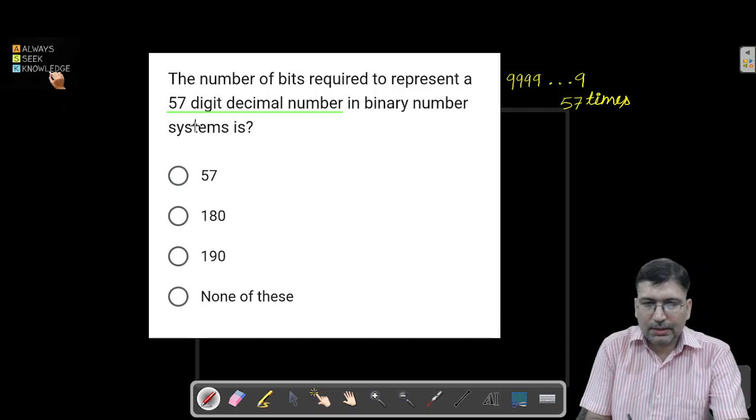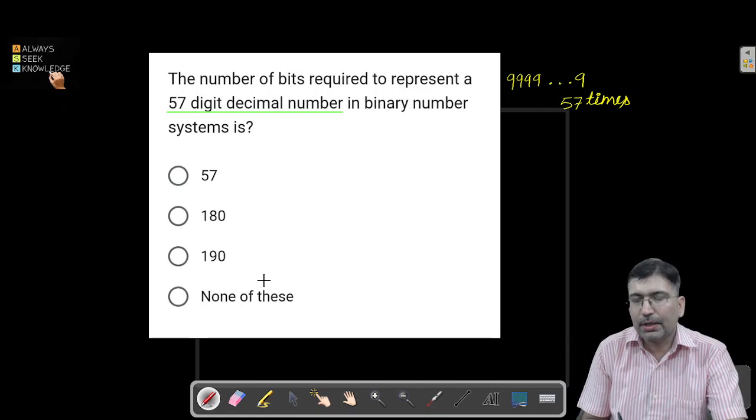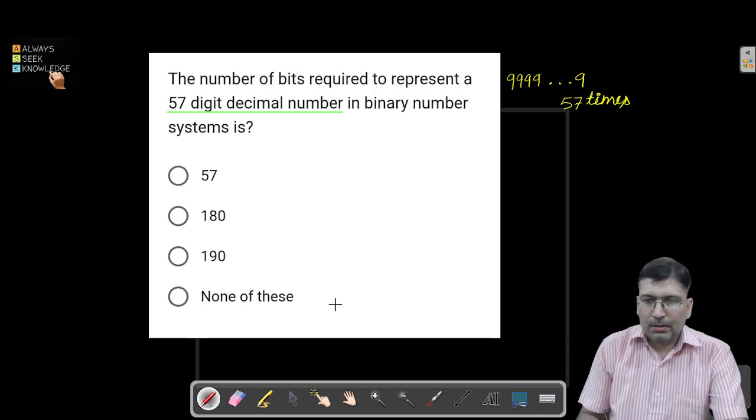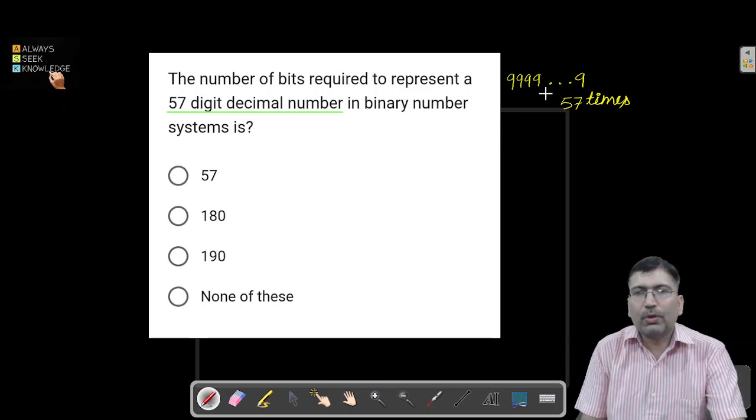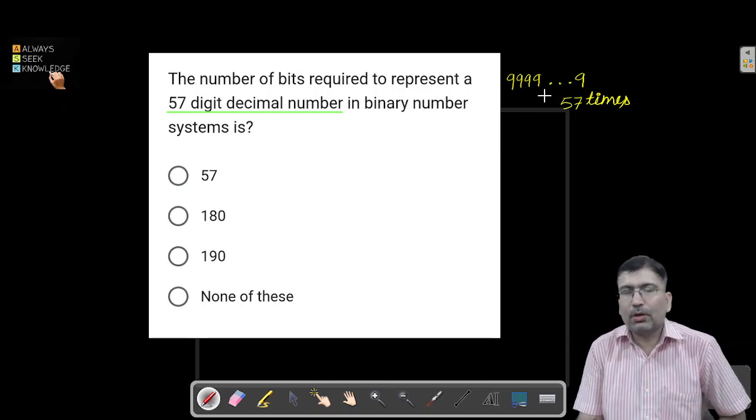So the question is asking, when you convert this number into the binary system, how many digits will be required? How many bits will be required in binary? One thing you can do is convert this number into binary to get an idea. That is a long approach.